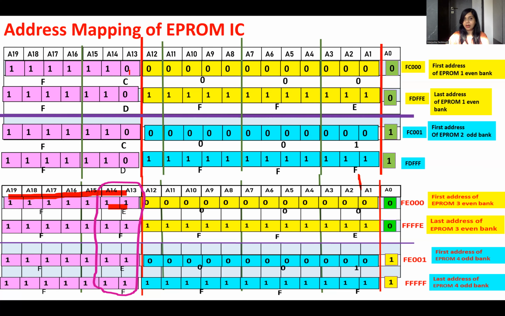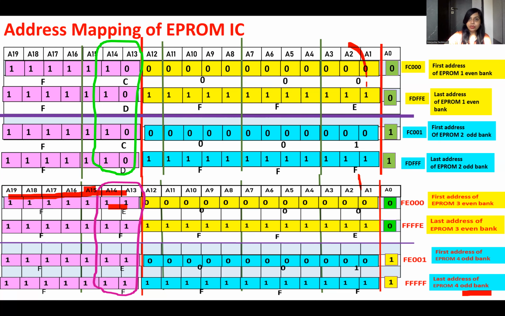and these are the addresses. Same procedure. So this is the previous address. Now again, this is the last address of EEPROM 2 odd bank. So here EEPROM 1, EEPROM 2, EEPROM 3, and EEPROM 4. EEPROM 4 has the last address. So we have gone to previous addresses. Now here again choose A13 and A14.